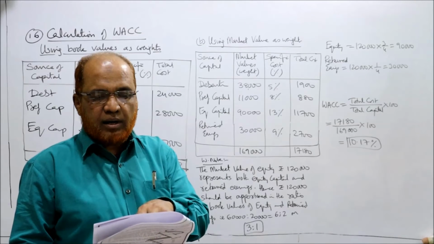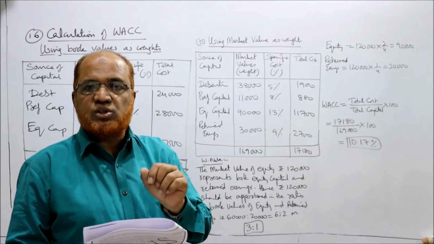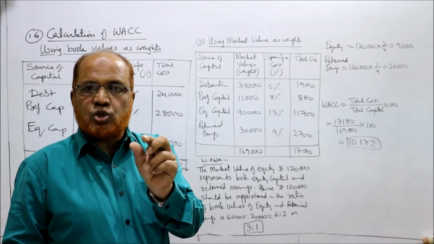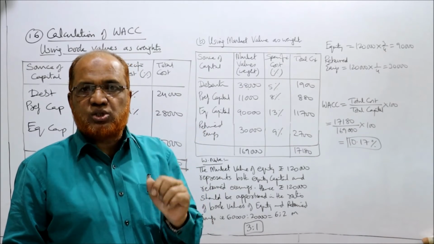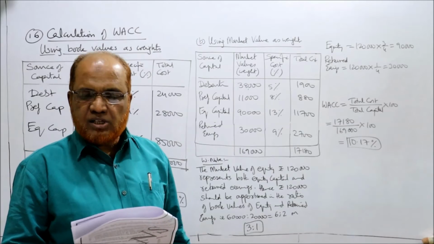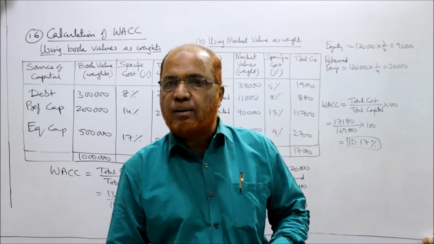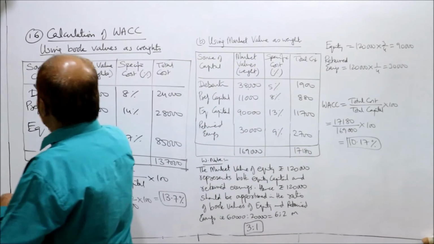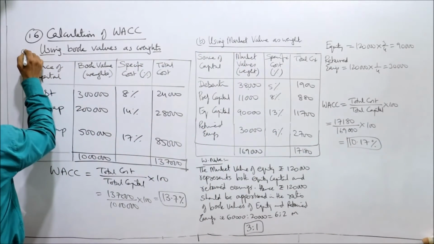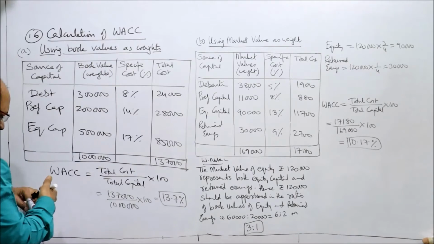Equity 5 lakh and retained earnings 1 lakh. So 5:1. So 10 lakh rupees should be divided in the ratio 5:1. Then specific costs are given. Determine the WACC using book value weights and market value weights. So first of all, here I am taking A, using book value weights.